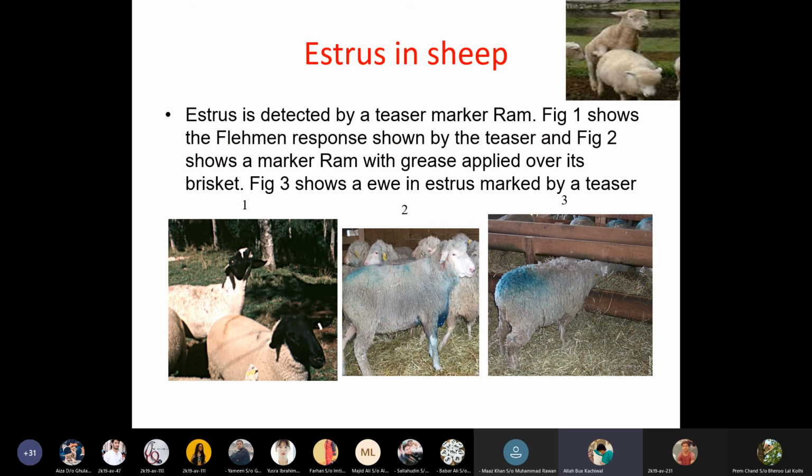In a sheep, estrus is detected by a teaser or marker ram that shows the Flehmen response to the teaser, and the marker ram has grease applied over the brisket and shows the ewes in estrus marked by the ram.